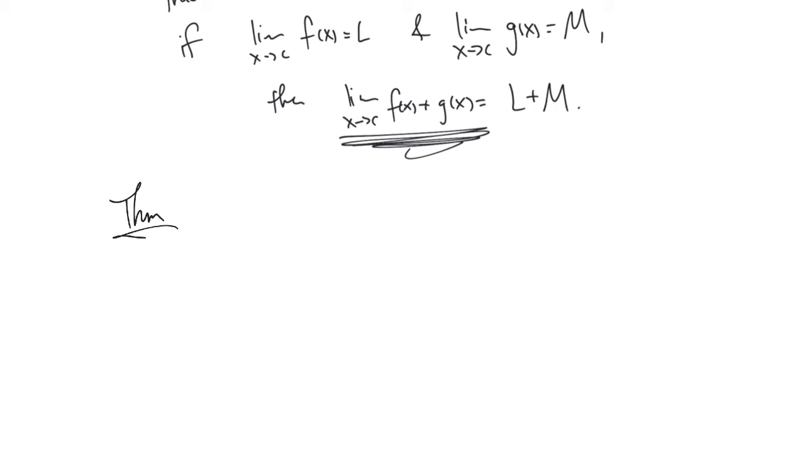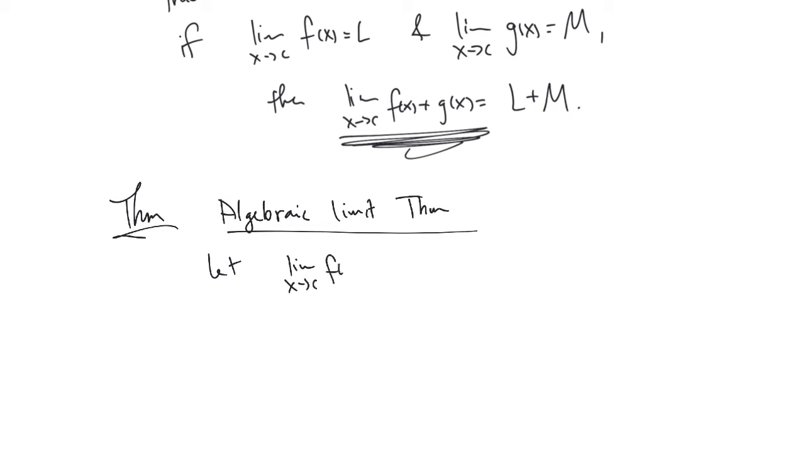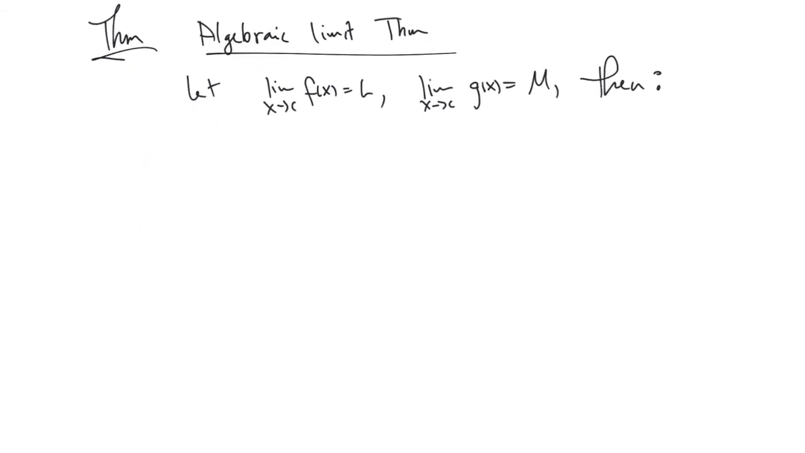So our book calls this the algebraic limit theorem. Algebraic refers to adding and multiplying things. It's basically what I just said, although there are other ones also. So let the limit as x goes to c of f of x equal L, and the limit as x goes to c of g of x equal M. Then we get, I'm going to write down 4 algebraic limit rules.